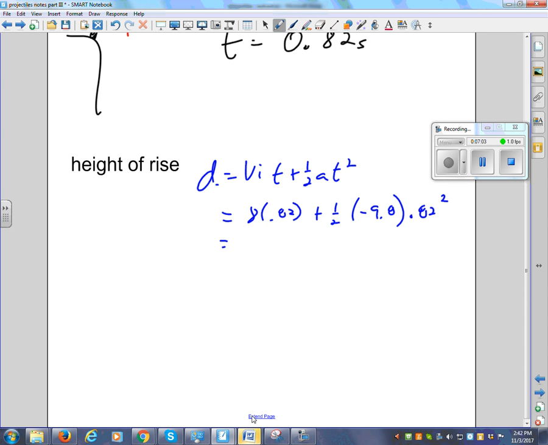Okay, so let's work this out here. I got 8 times 0.82, and I'm just going to subtract 0.5 times 9.8 times 0.82 squared. You should be able to do it all in one step. And I get an answer of 3.3, we'll say. 3.3 meters. If you want to try that on your own to make sure you can get that, that's fine.